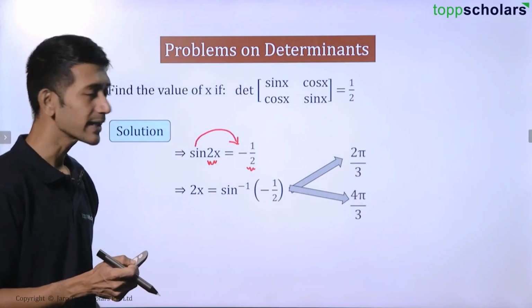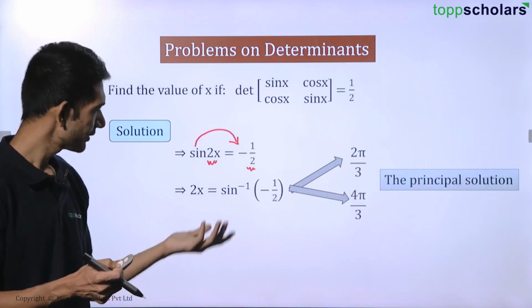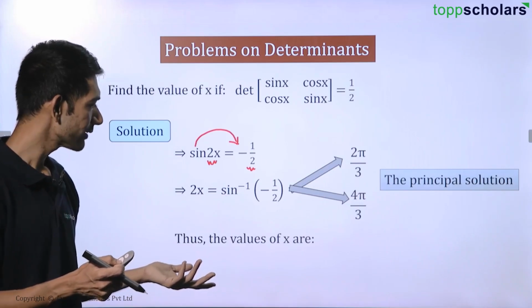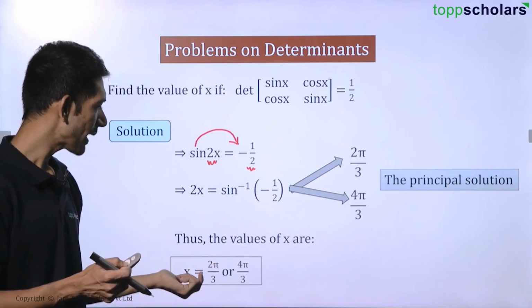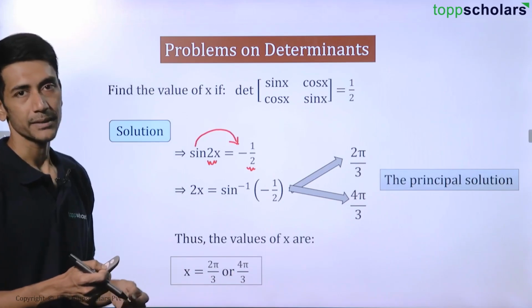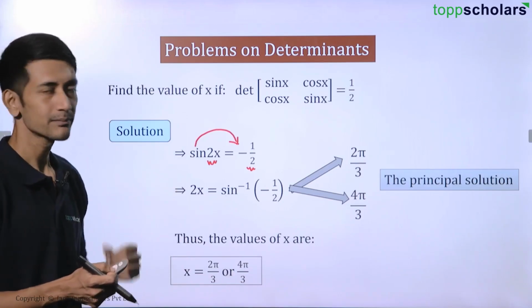We are only going to take the principal values, right? So that's it. We have two values of x here. That is 2 pi by 3 or 4 pi by 3. I hope this part is clear to you. Let's continue.